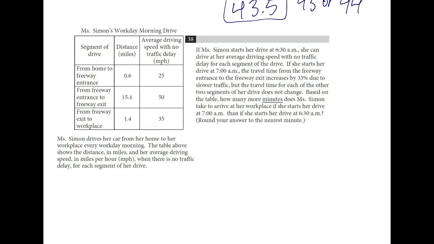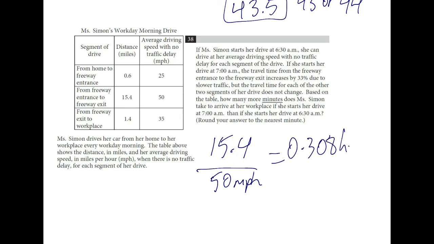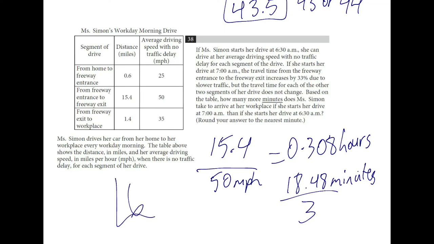Since the only difference is on the freeway traffic, we're going to take those 15.4 miles and use that. So we have 15.4 miles divided by this 50 miles per hour, which tells us that we have 0.308 hours on the freeway. If we want to convert this to minutes, it ends up being 18.48 minutes. 33% of this, or dividing it by about 3, gives us an answer of 6.